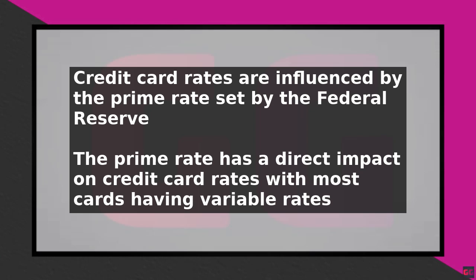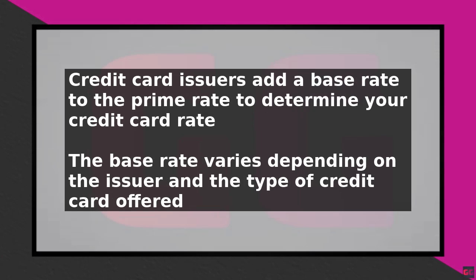The next step is to look at the credit card issuer's base rate, also known as the margin. This is the rate that the issuer adds to the prime rate to determine your credit card rate. The base rate varies depending on the issuer and the type of credit card.